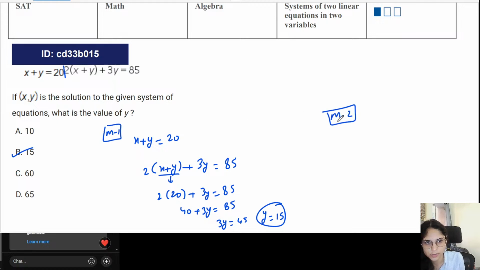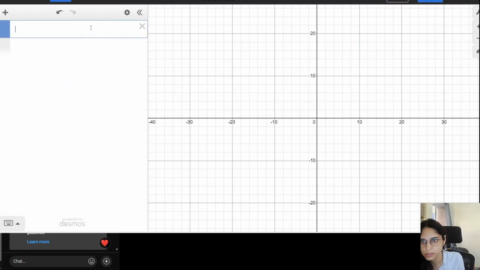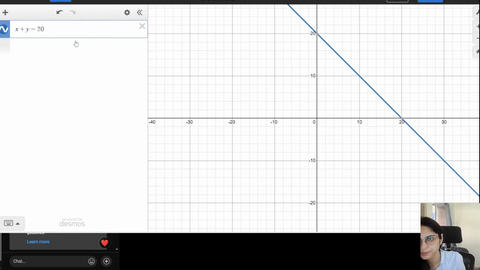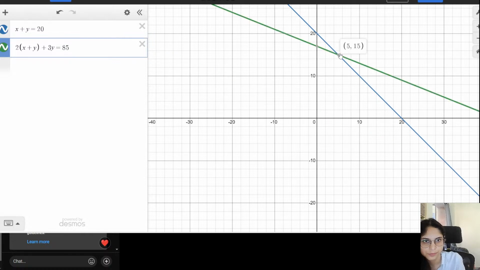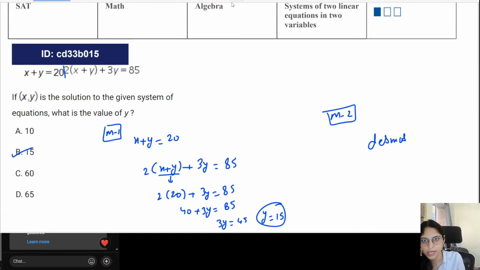Second method, of course, you can use Desmos. X plus y equals 20. 2 times x plus y plus 3y equals 85. 15 is your y value.